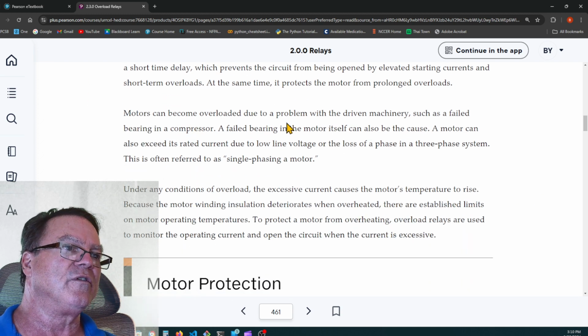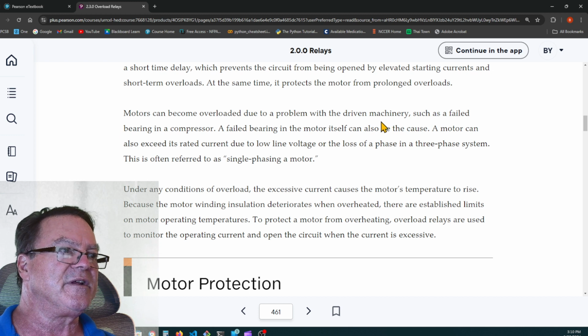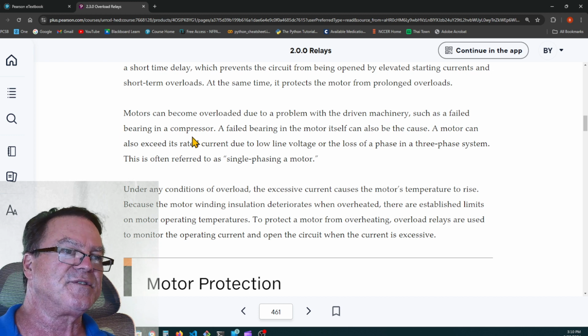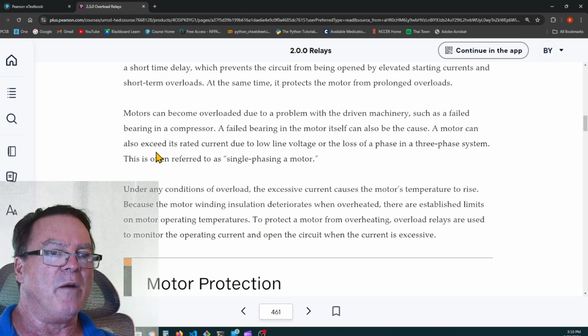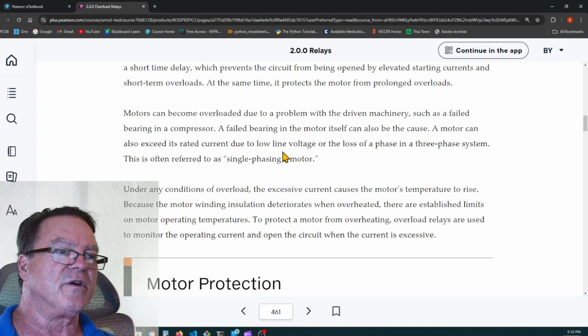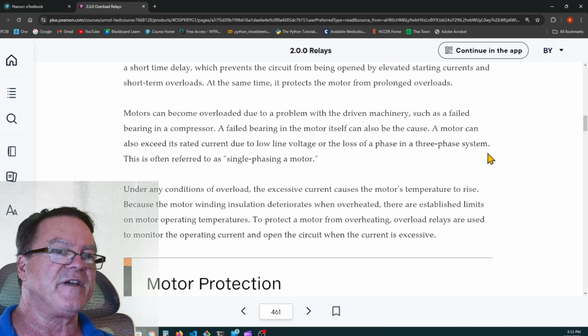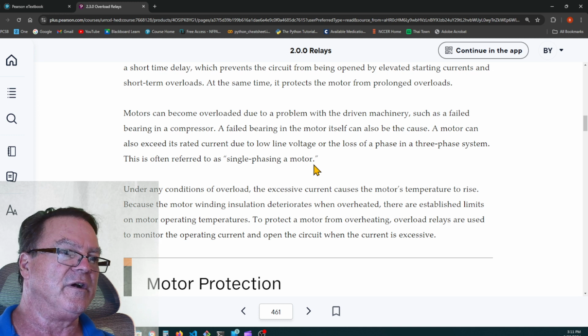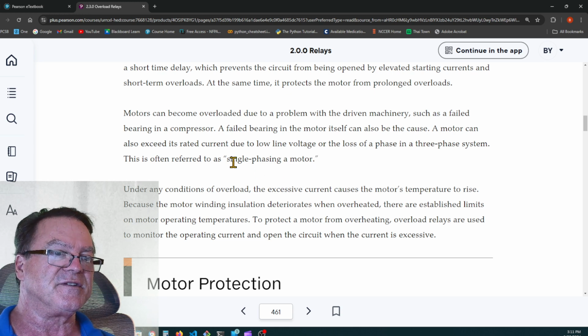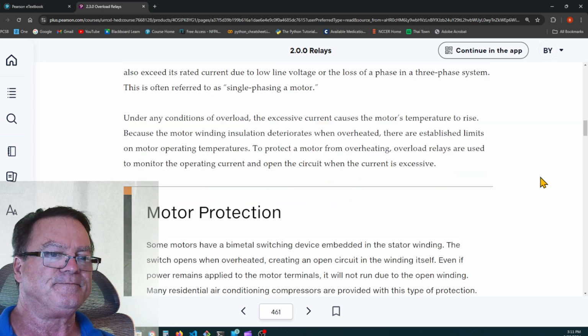Motors can become overloaded due to a problem with the driven machinery, such as a failed bearing in a compressor. A failed bearing in the motor itself can also be the cause. A motor can also exceed its rated current due to low line voltage or loss of phase in a three-phase system. This is often referred to as single phasing a motor. So it's a three-phase motor, but you lost one of the phases, and it continues to run on just two of the three phases. So they call it single phasing.